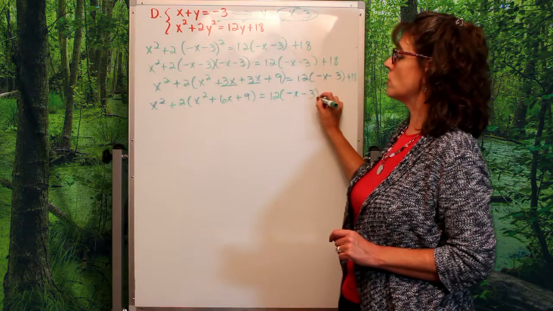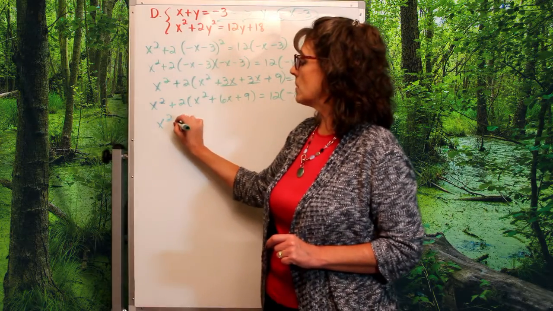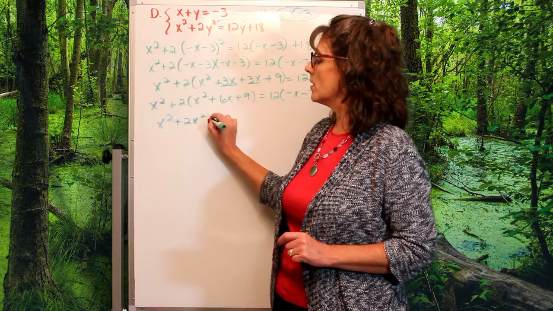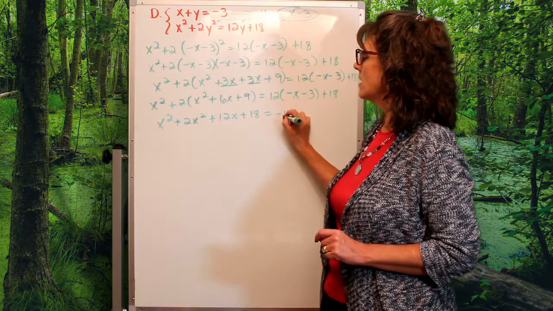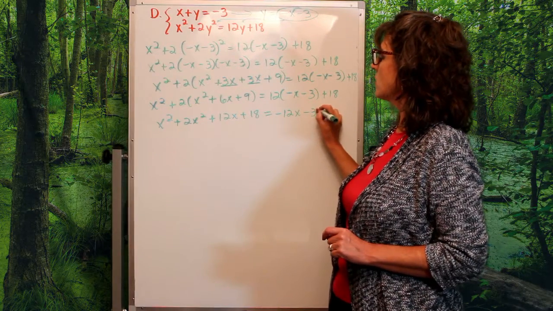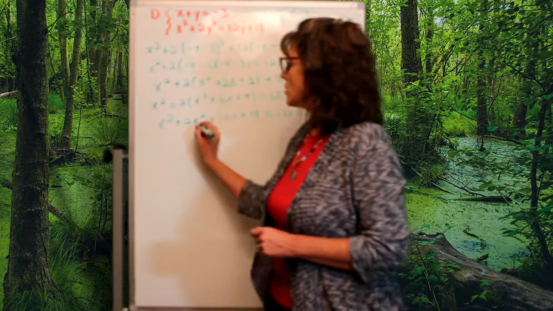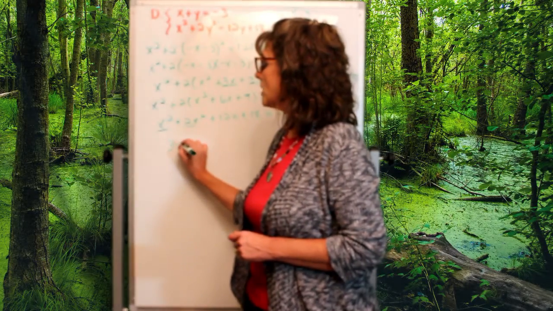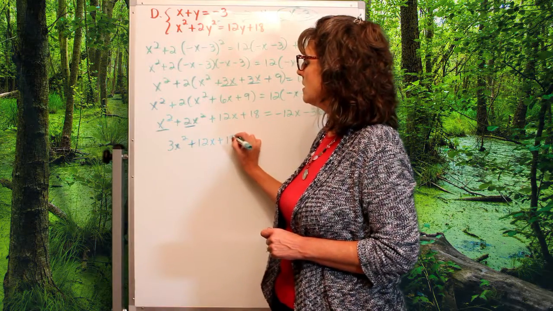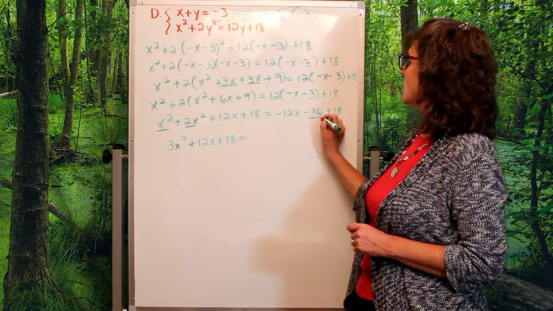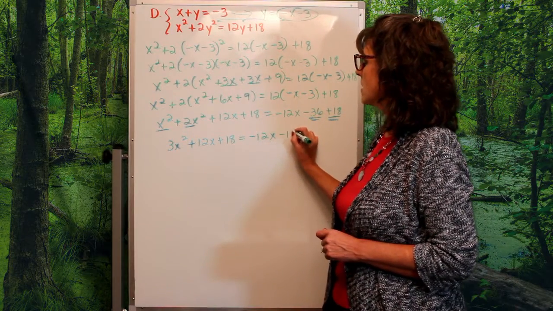And I've got some distribution to do on both sides, so I'll go ahead and do that on both. So I will distribute my 2 and get a 2x squared plus a 12x plus an 18. Over here I'll get a negative 12x minus a 36 plus an 18. And I'm ready to combine up my like terms. So these two will combine to be a 3x squared plus a 12x plus 18. And then over here, these two will combine to be a negative 12x minus 18.